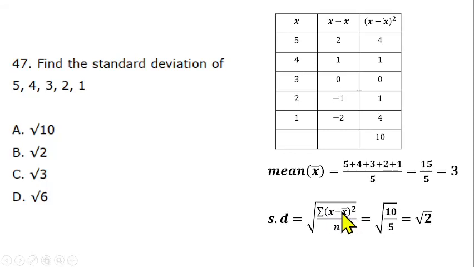So we need to compute x minus x bar, where x bar is the mean, 3. So 5 minus 3 gives us 2, 4 minus 3 is 1, 3 minus 3 is 0, 2 minus 3 is minus 1, 1 minus 3 gives us minus 2. Then you square them and sum together, that gives us 10. Put that into the formula, we have the square root of 10 over n, which is 5. 10 divided by 5 gives us 2. So we have square root of 2 as the standard deviation, which is option B.